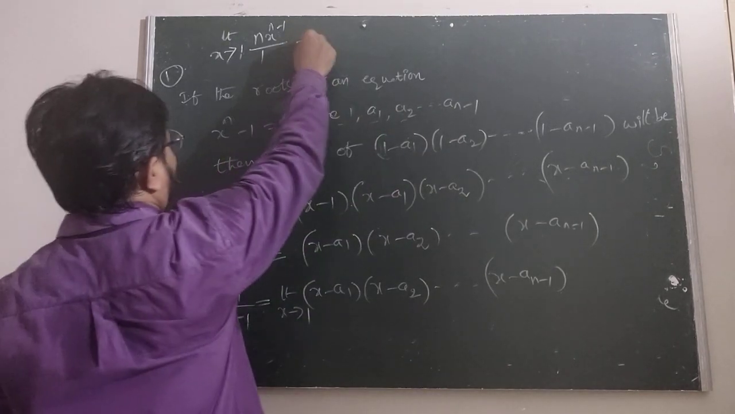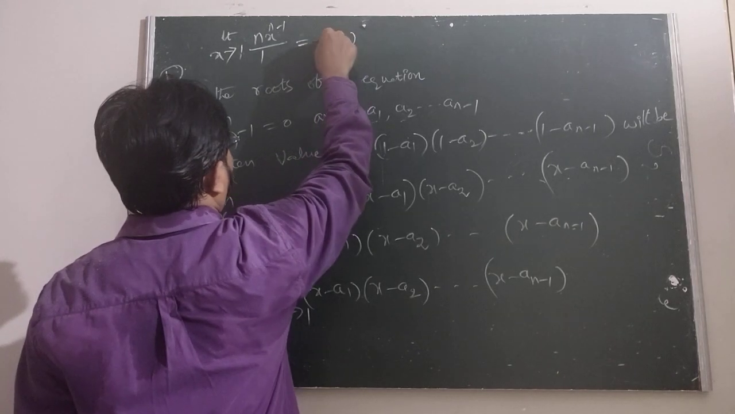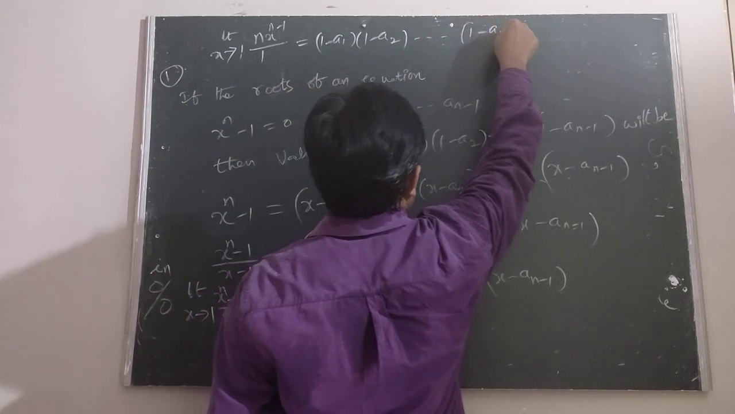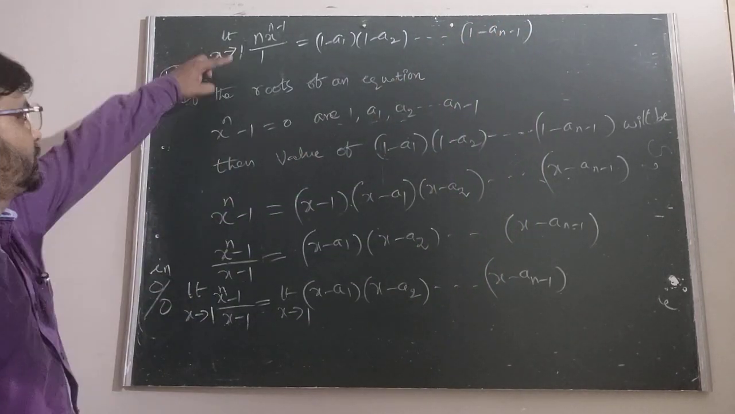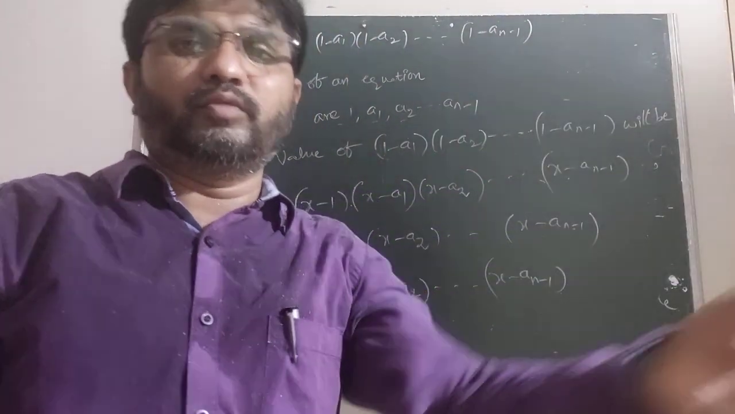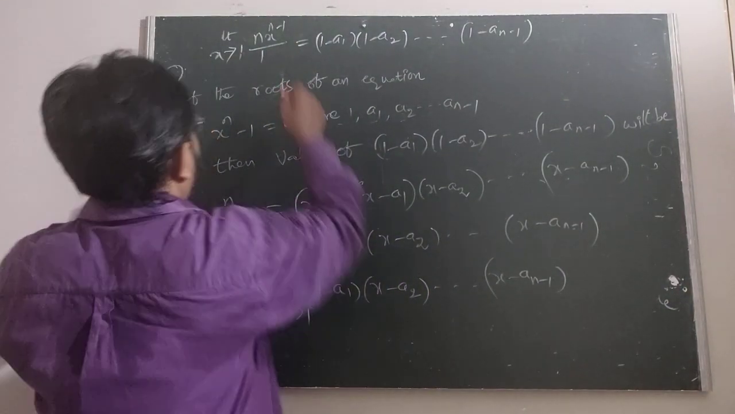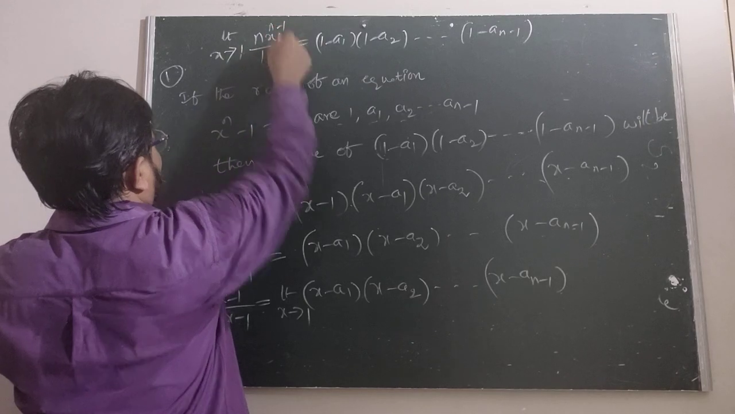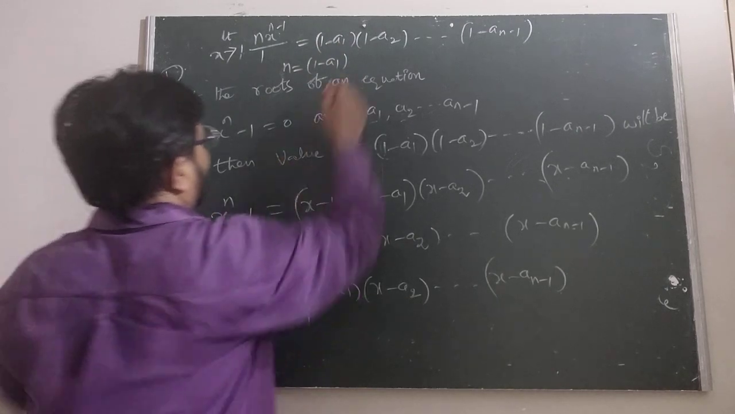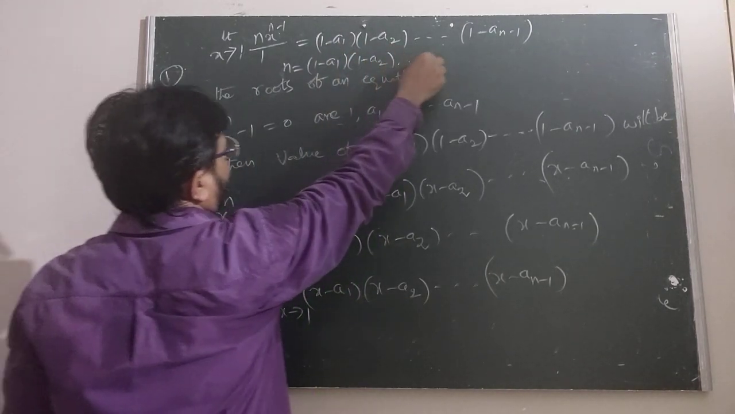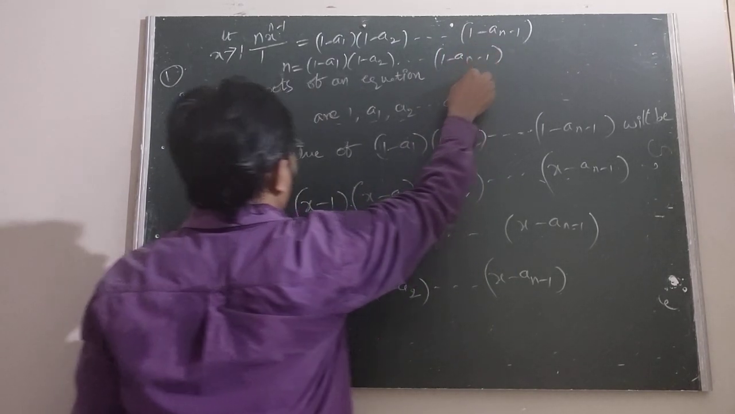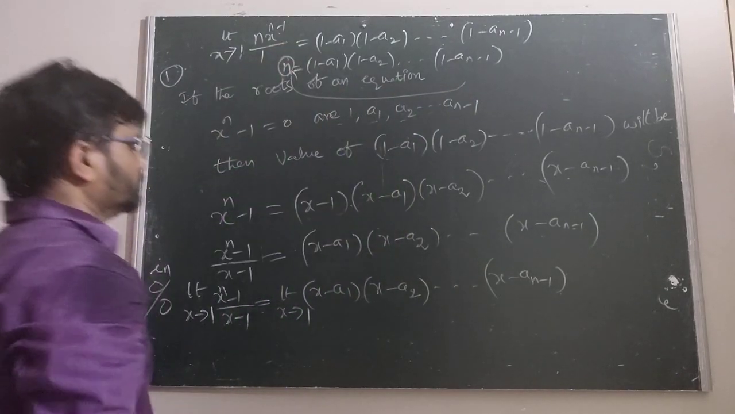Now we are taking x equal to 1 here. On the left, that is (1 minus a1) into (1 minus a2) and so on (1 minus an minus 1). On the right, n into 1 power n minus 1, which is n into 1 into 1 into 1, n minus 1 times, so it is 1. Therefore (1 minus a1) into (1 minus a2) and so on (1 minus an minus 1) equals n. This is our answer, n.